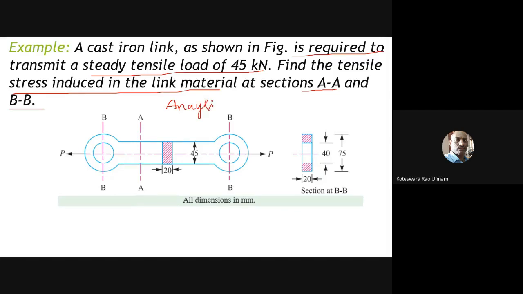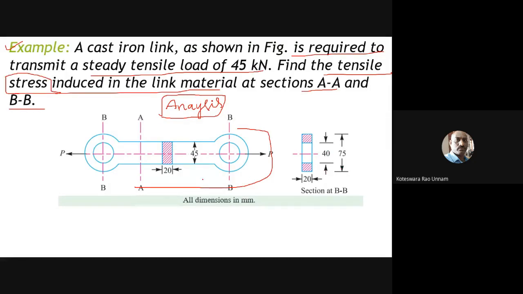In a design problem, they will give you the stress values, or we need to compute them. In an analysis problem, like I said, all the dimensions are given to us and we are asked to calculate the stresses. That is what is asked in this problem: find the tensile stresses, that means you need to find the magnitude of the tensile stress.